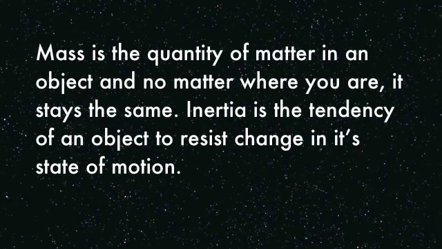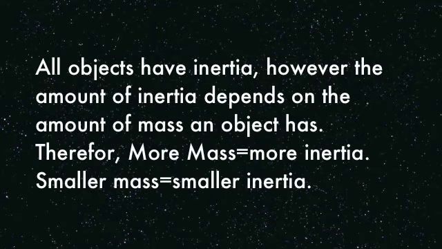Mass is the quantity of matter in an object, and no matter where you are, it stays the same. Inertia is the tendency of an object to resist change in its state of motion. All objects have inertia. However, the amount of inertia depends on the amount of mass an object has. Therefore, more mass equals more inertia. Smaller mass equals smaller inertia.